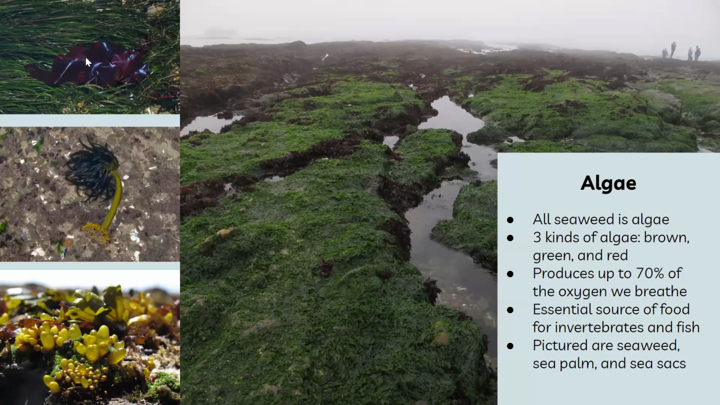So you can see this kind of purplish color of seaweed in the middle here. We have a sea palm and then sea sacs. Sea sacs remind me of grapes. People like to pop them because they're nice and squishy and flexible.